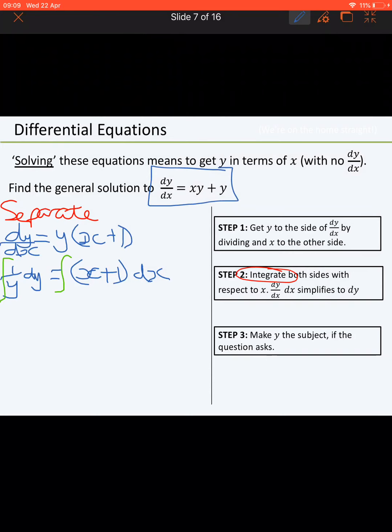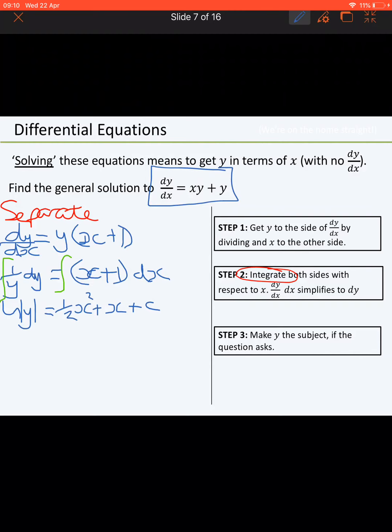Okay, then I'm going to do that integration, so that would give me ln mod y on this side, and it's going to give me half x squared plus x plus a c on that right hand side there. Okay, so I've done step 1, I've separated to get all the y's and the dy on one side and all the x's and the dx on the other. I've then integrated it and I have this expression.